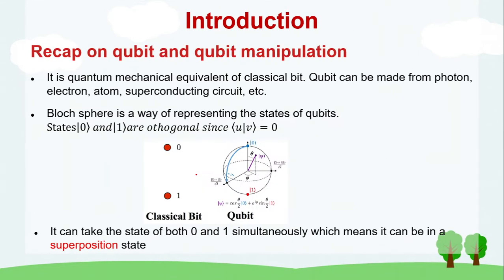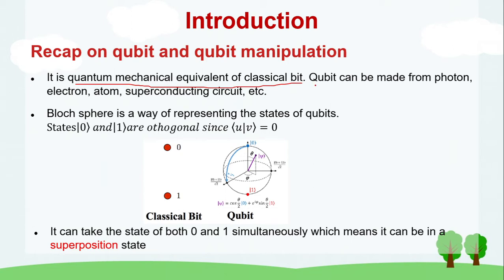So we'll go on to have a recap on qubit and qubit manipulation. This slide is very important. I'm going to spend more time on this, and please try to catch every bit of it. So what is a qubit? A qubit is the quantum mechanical equivalent of a classical bit. In a normal computer, we have classical bits, right? 8-bit machine, 16-bit, 32, like that. In a quantum computer, we'll have the quantum bit or qubit.